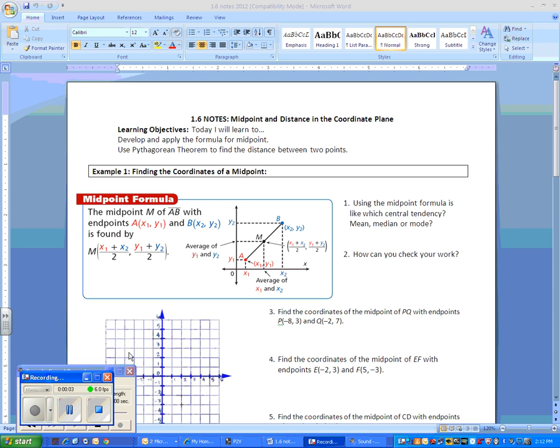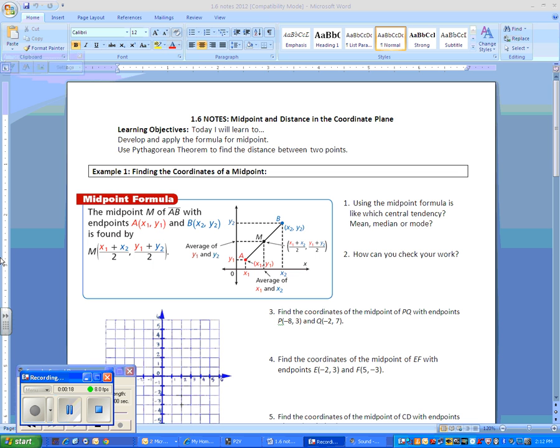1-6, so this is the last section we're going to talk about in chapter 1. We're talking about midpoint and distance in the coordinate plane. So we're going to talk about some graphs today. By the end of the video, you will be able to develop and apply the formula for midpoint and use Pythagorean theorem to find the distance between 2 points.